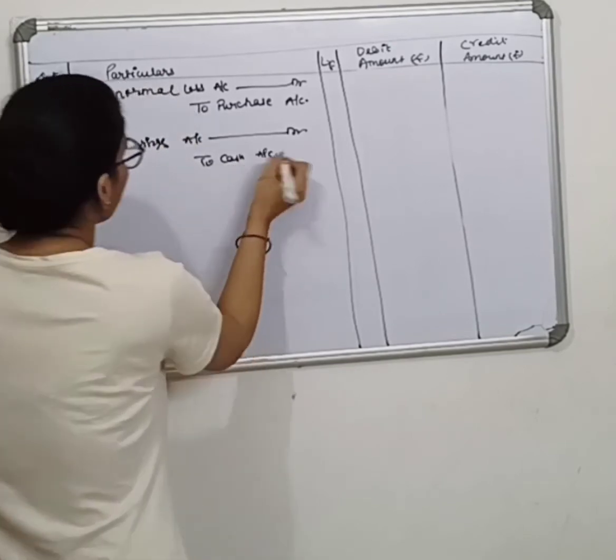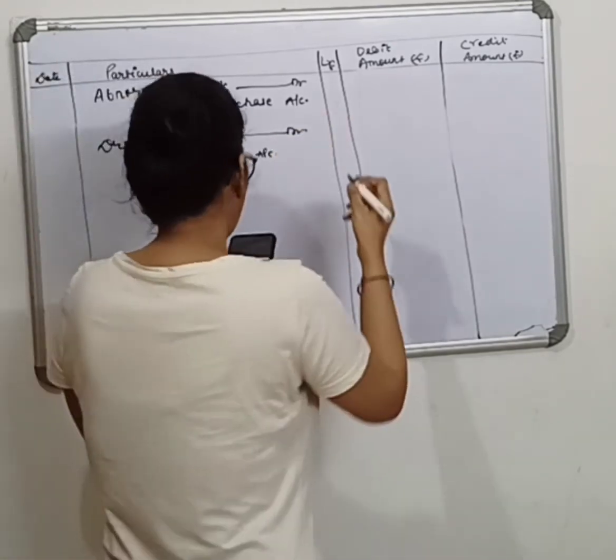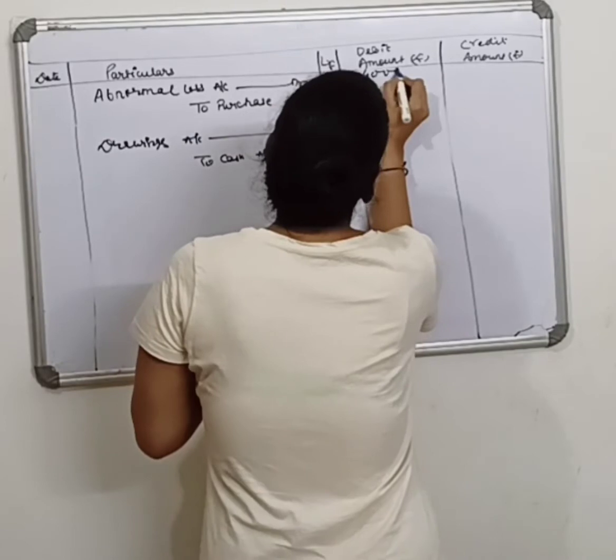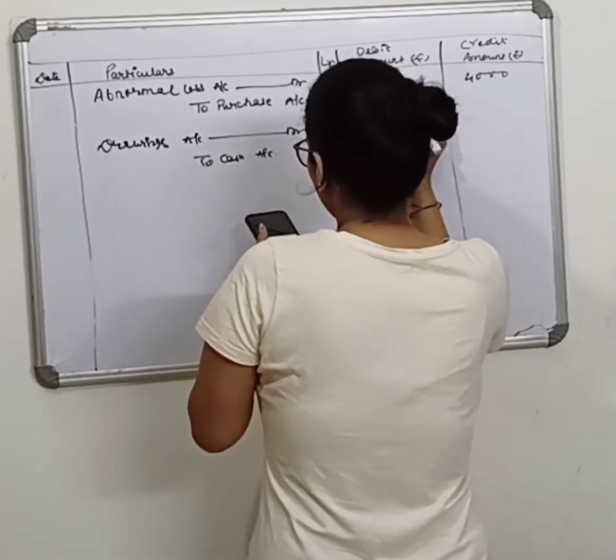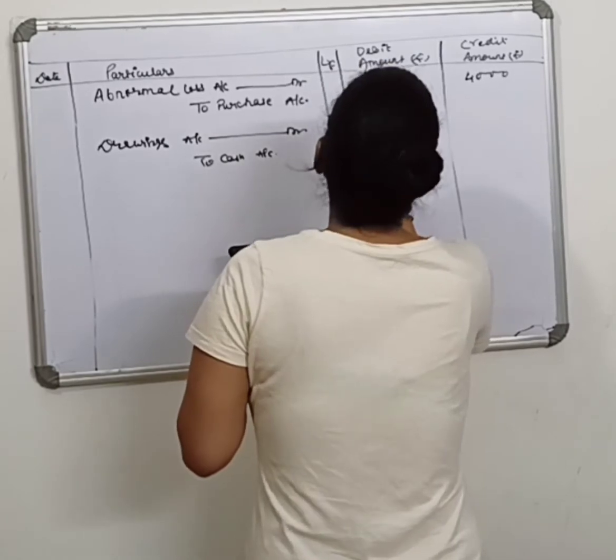Okay, I forgot to write the amount for the previous entry as well. It will be 4,000, and this one will be rupees 4,000 as well, right?